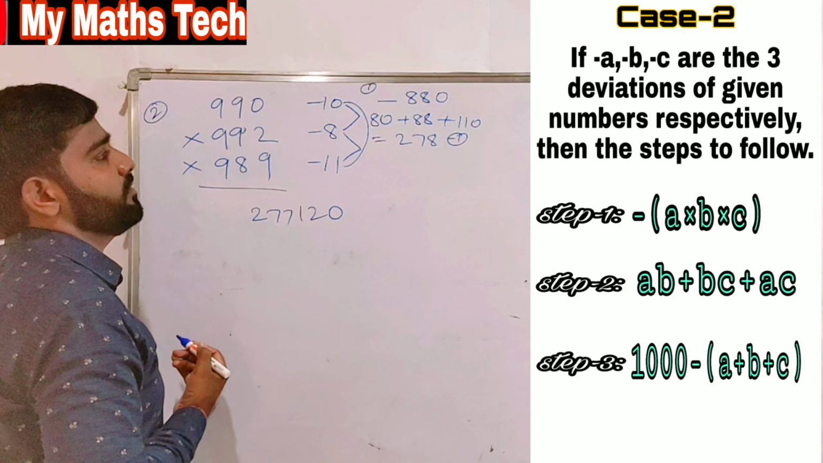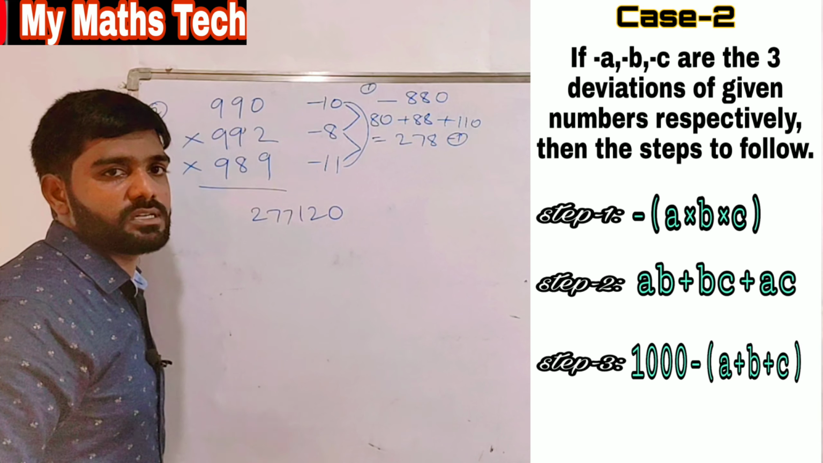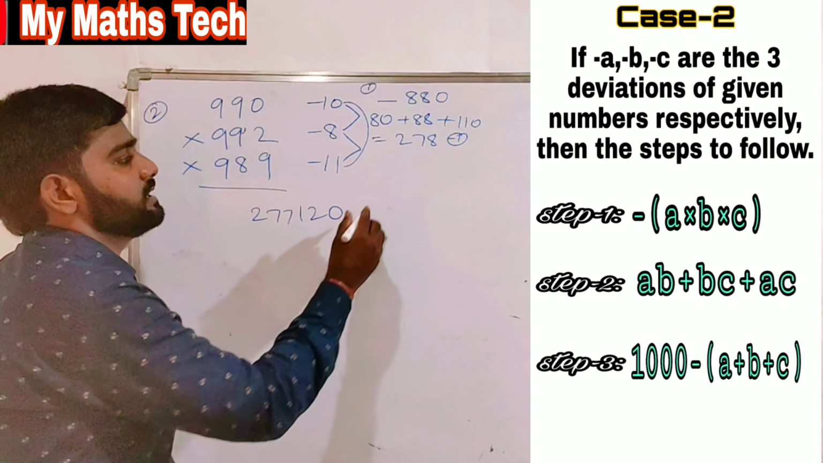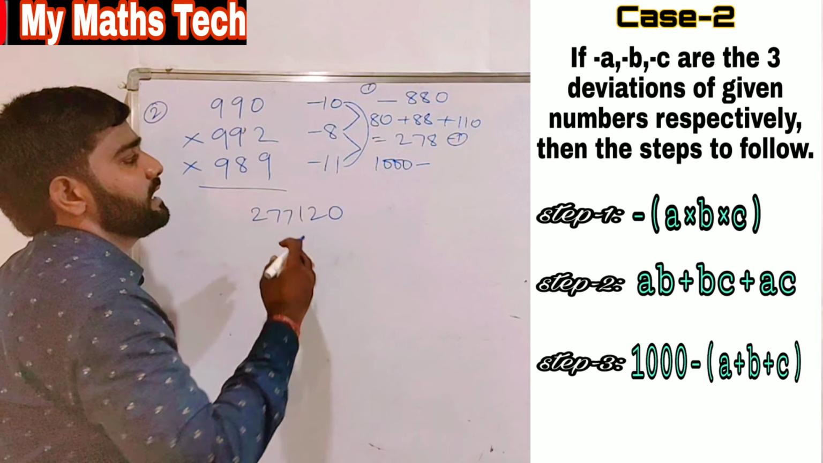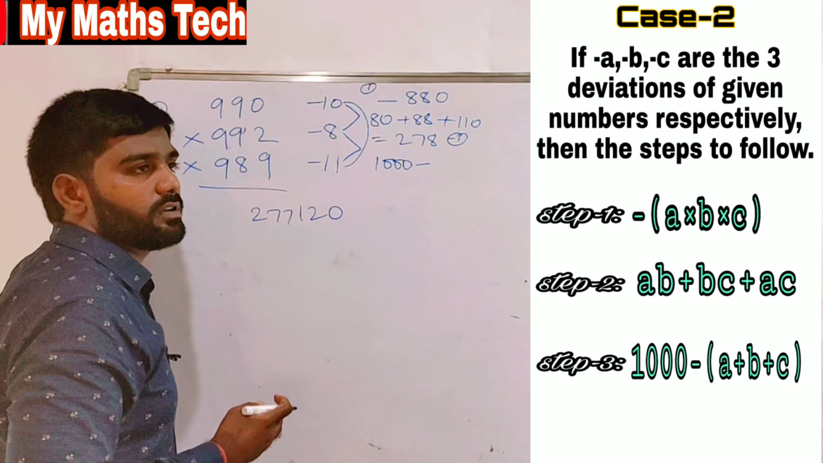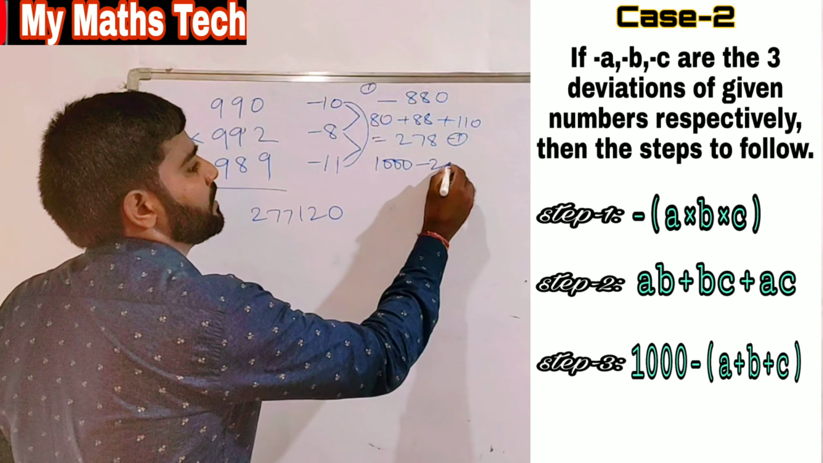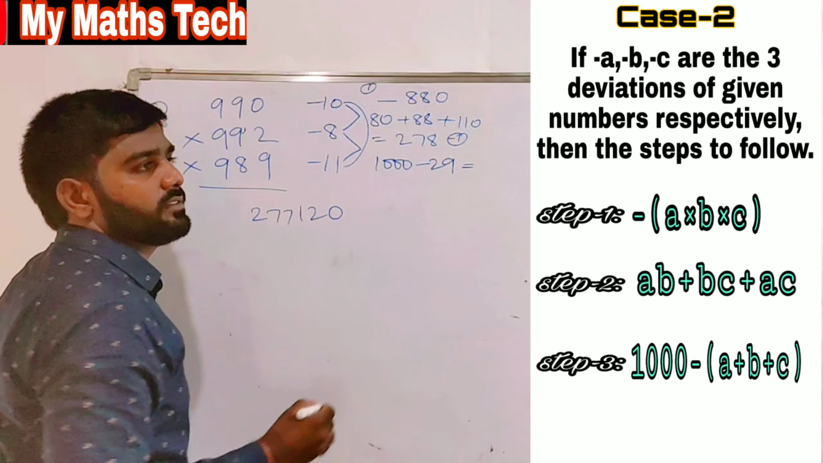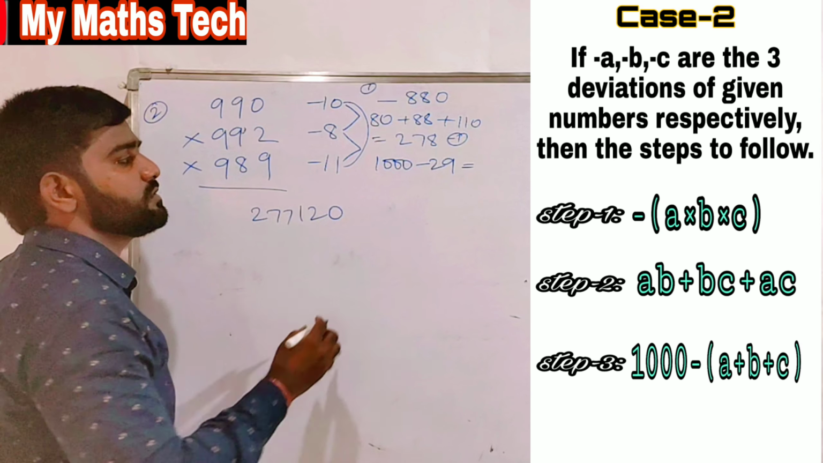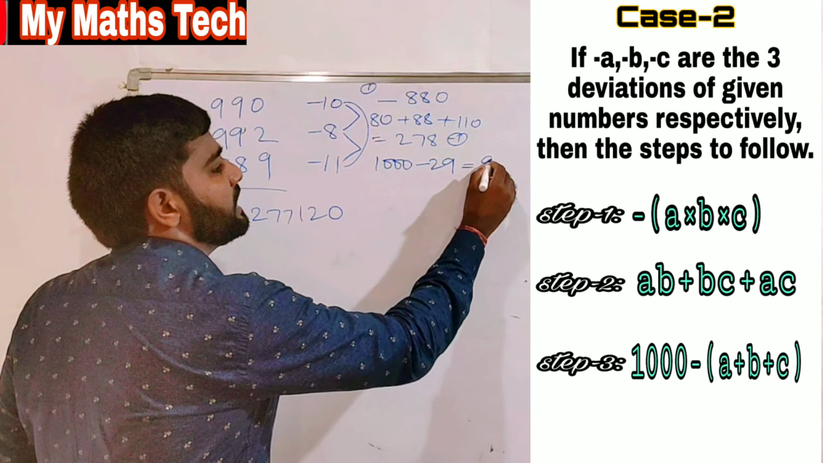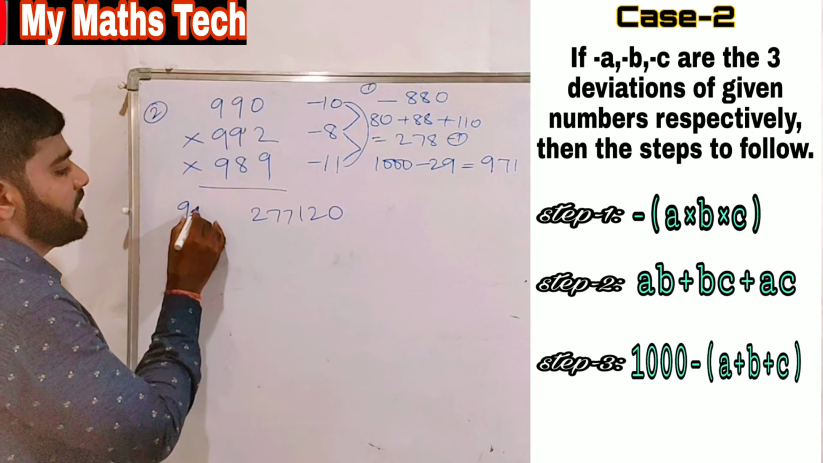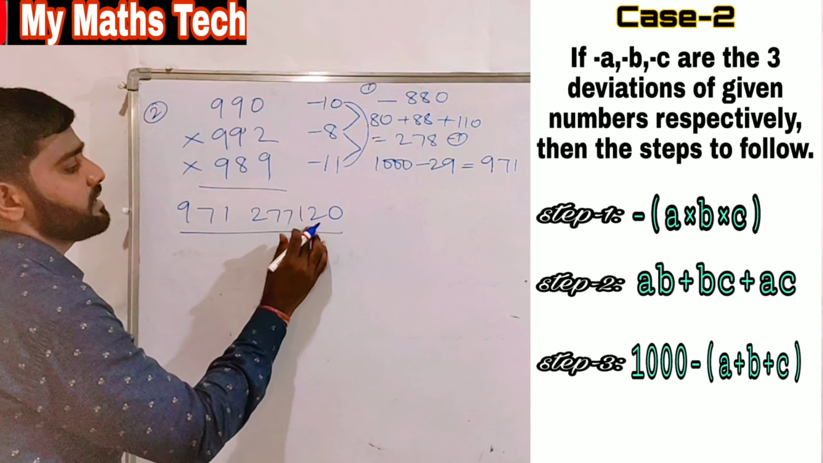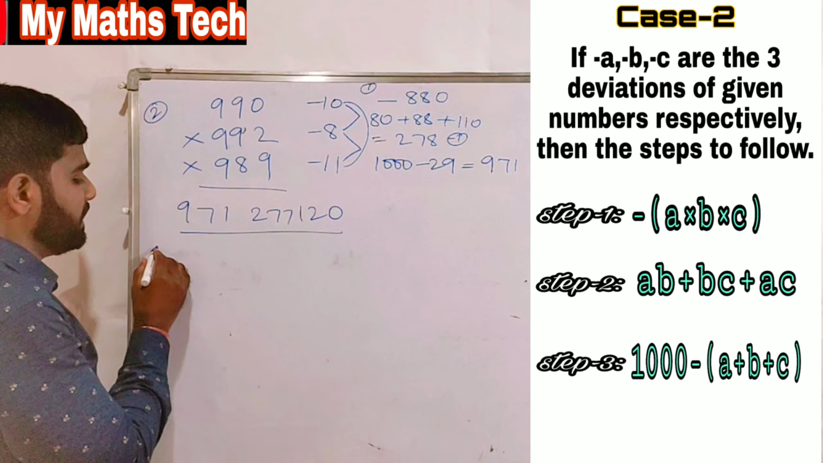And the last step, we have to subtract all the deviations from 1000, because all are negative deviations. So 1000 minus, 10 plus 8 is 18, 18 plus 11 is equal to 29. 1000 minus 29 is equal to 971. So the answer is 971277120.